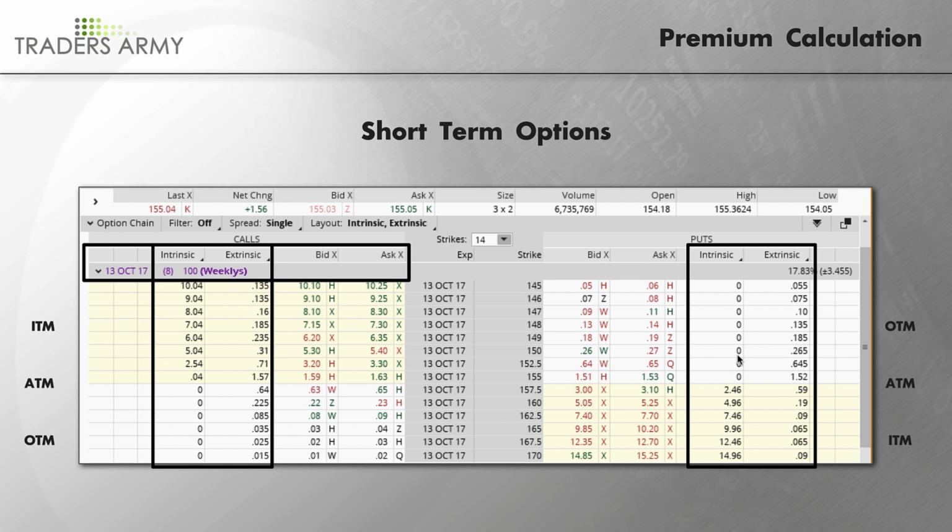Looking at a short-term option chain here, what you'll notice is that this particular underlying is priced at 155.04. Look at where my cursor is, 155.04. If you look at the strike prices on this series of options that, by the way, expire in 8 days, that's what this option chain is telling us, that these will expire on October 13th, 2017. There's 8 days until expiration, and these are a weekly series of options, and each option contract represents 100 shares of the underlying. If you look right down the center, you'll see varying strike prices.